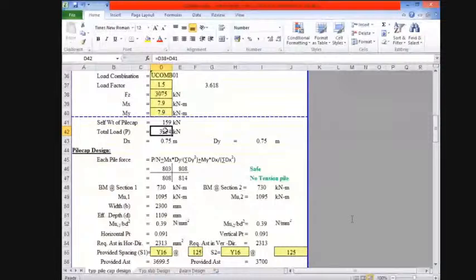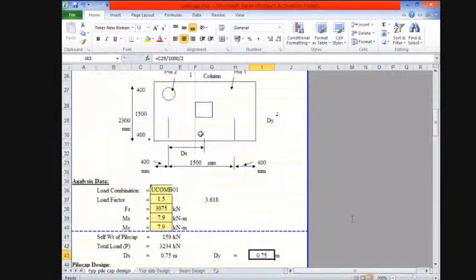The total load is P divided by N, that is, the number of piles, plus or minus Mx. Mx is 7.9 into dy, where dy is 0.75, divided by the summation of dy squared. Similarly, you have to calculate My into dx divided by the summation of dx squared. So for each pile you will get the capacity.